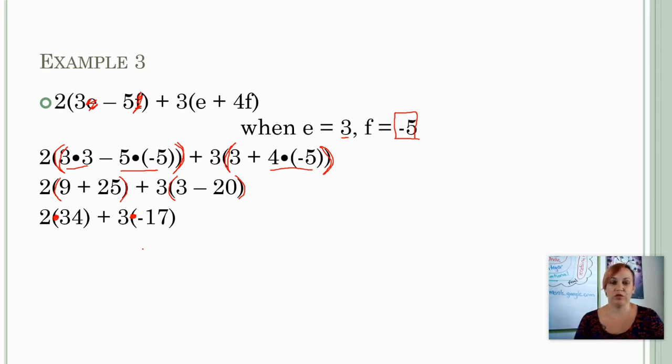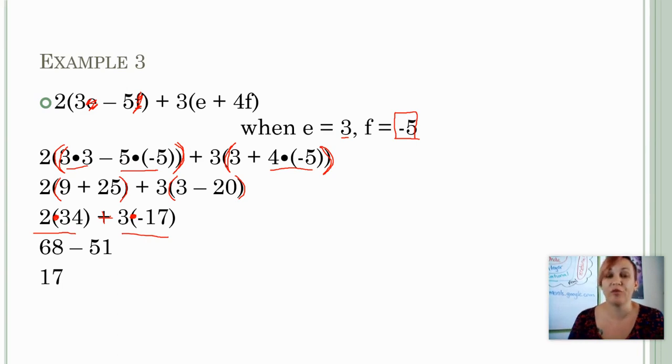So next we're going to do exponents, which there are none. So next we're going to do our multiplying and dividing. Now again, since these multiplying problems are separated by a plus sign, I can do them both at the same time. Finally, I'm going to finish up this problem with subtracting, and here's my final answer.